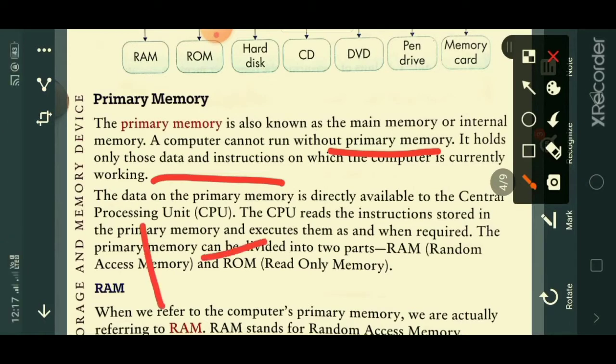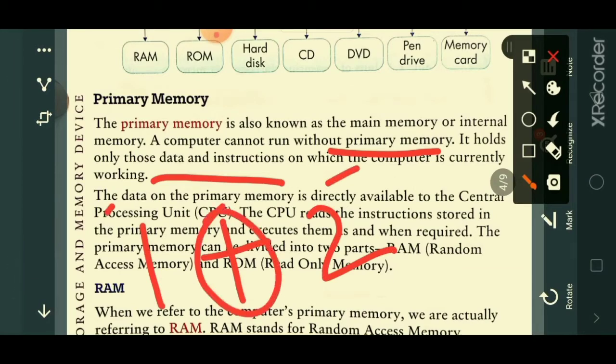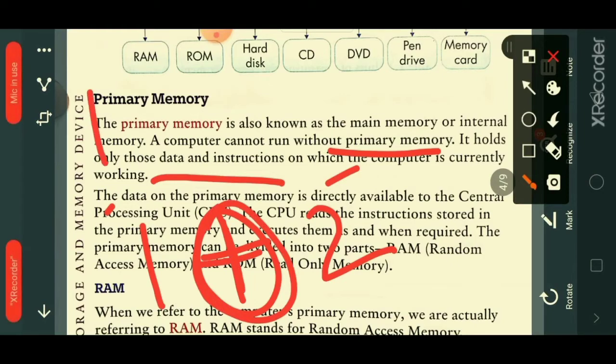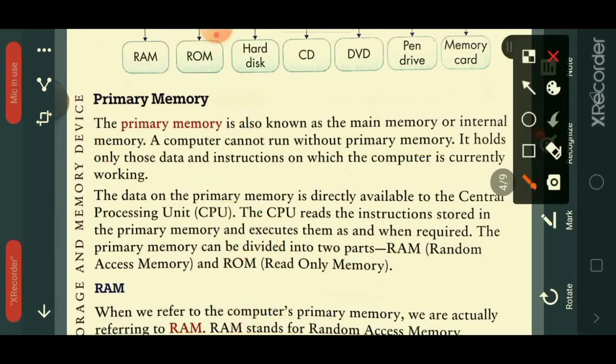For example, if you are adding 1 plus 2, 1 and 2 are the data, plus is the instruction to the computer. So you are telling the computer to add. So this addition symbol is the instruction to your computer. You are telling your computer to add the data 1 and 2. So these currently working data are stored inside the primary memory.